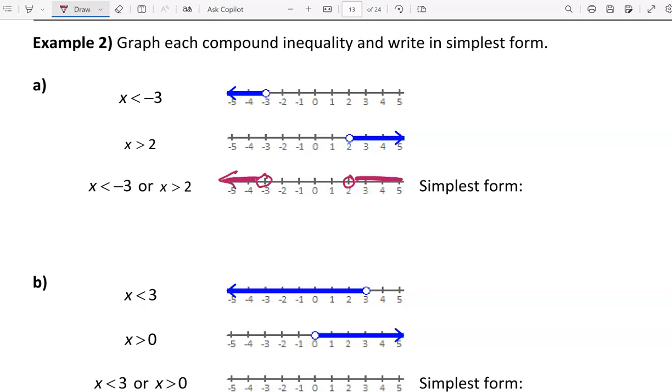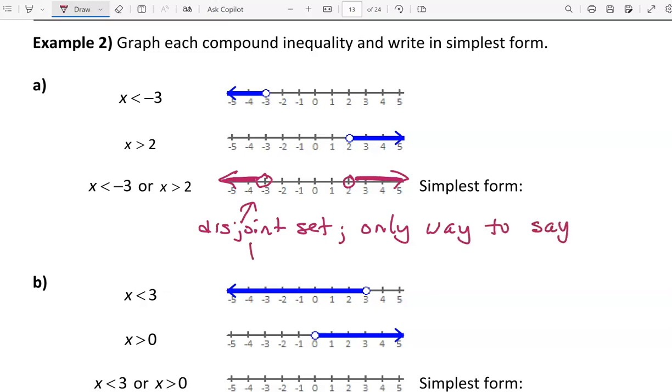All the numbers that are graphed in the first set or the second set are now shown on the third number line. Now, this is a special situation which we call a disjoint set. That means it's made up of two pieces that are not joined together. And the only way to say this is using the word or.